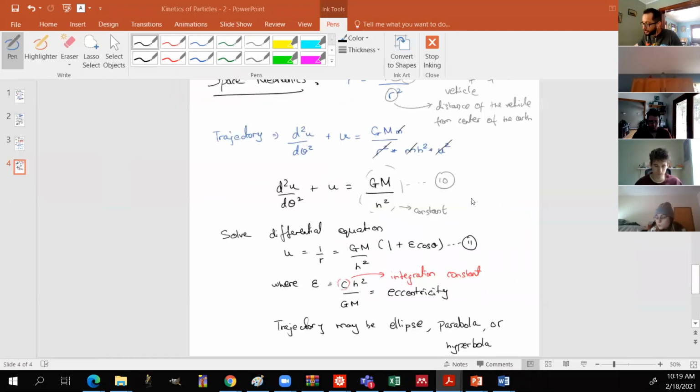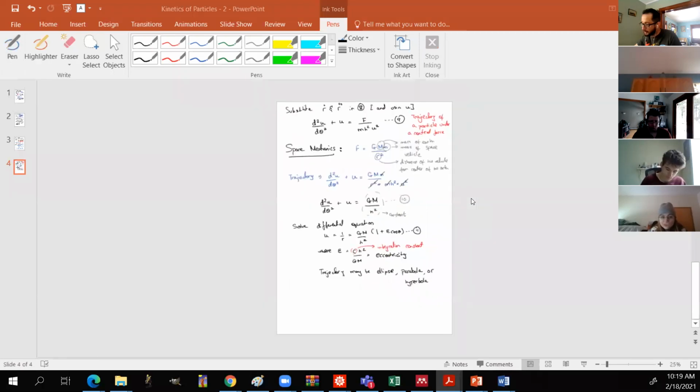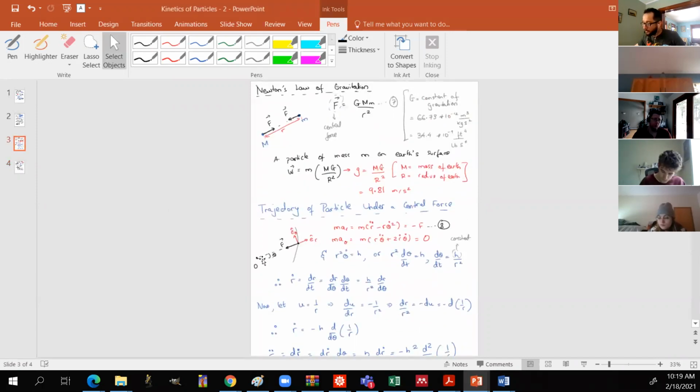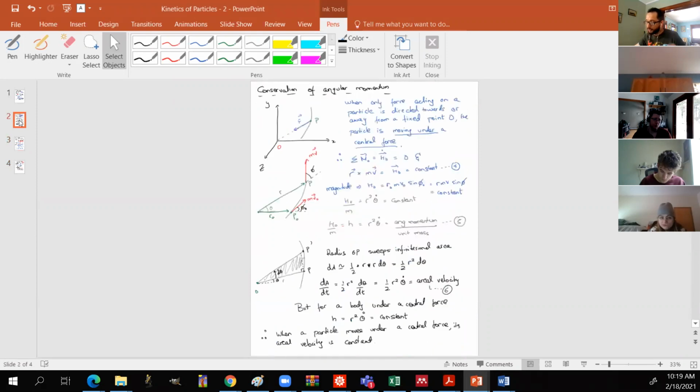All right, guys, questions, concerns, comments? The main thing from today's lecture, you can keep the space mechanics stuff, the trajectory and all that, in the back of your pocket, but the main concepts to take away are angular momentum and the conservation of angular momentum when your body is acting under a central force.